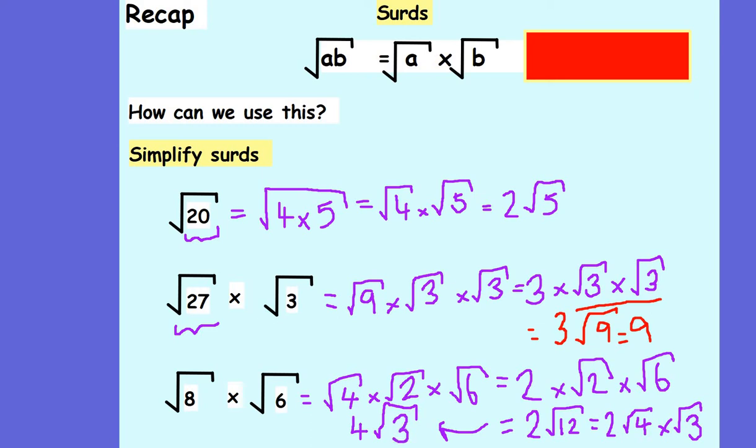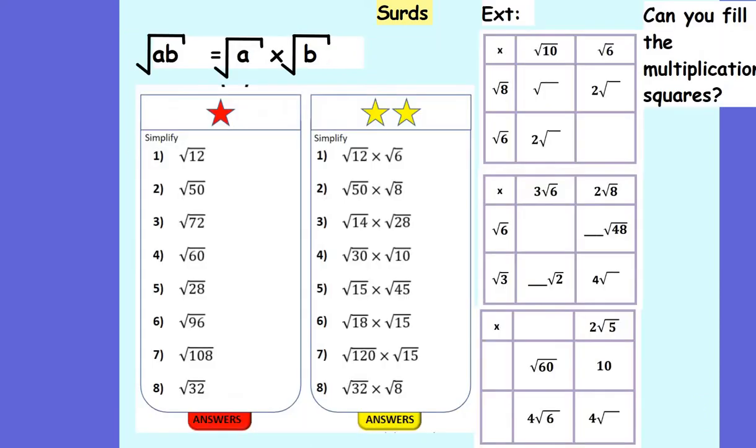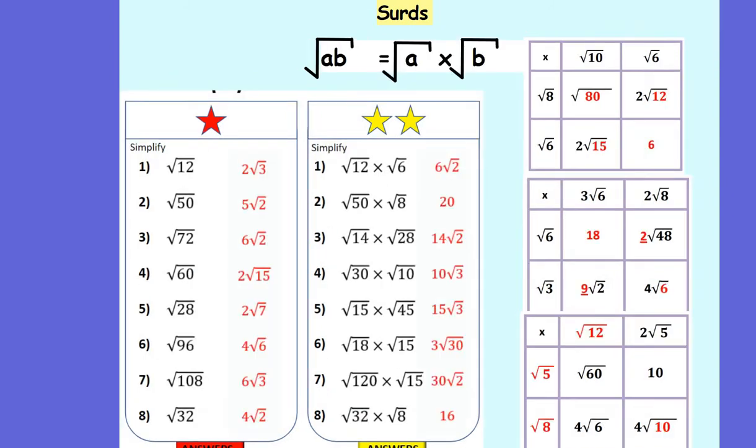Over to you guys. In your light blue books or on your mini whiteboards, please pause the video for 5 to 10 minutes and have a go at as many of these questions as you can. The red ones are a little bit easier, the yellow ones are a bit trickier, and then there's some extension questions to have a think about if you finish. Pause the video and spend 10 minutes on these questions now, please. And the answers are up on the board. Please check your work and see how you did.